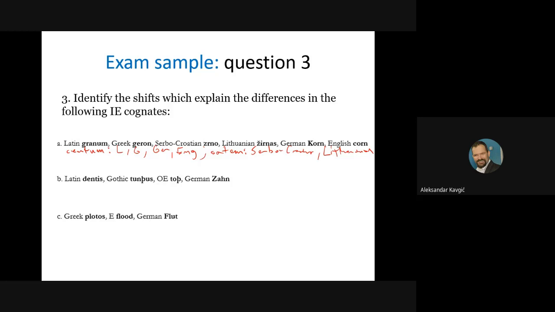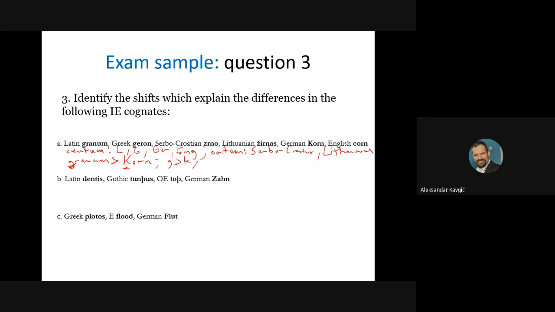Then you have to find examples of the first, second, and maybe the Great Vowel Shift. So when it comes to the first consonant shift, you should be looking at Latin and Greek versus, let's say, German or English, because these are old centum languages from which the first consonant shift created the German-sounding Germanic languages. So here, for example, you can say granum, and then corn. For example, it's easier if you use German, and then you underline g and k, or you can write g into k.